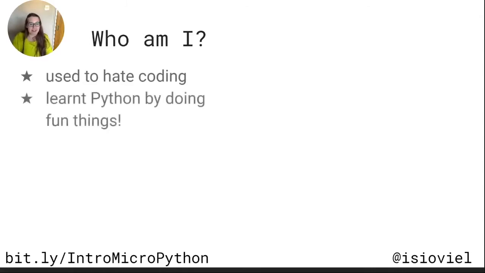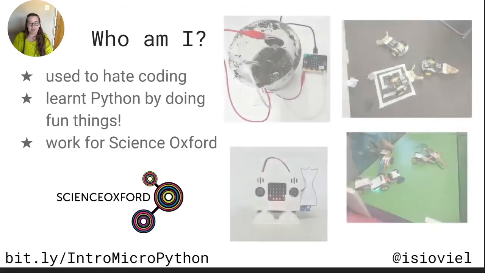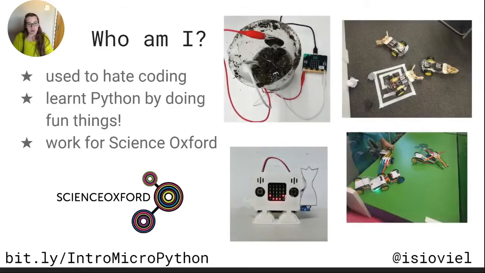And then a few years later, I started doing some online courses to do some Python, just doing fun things, making games. And I realized actually coding was great. It was just, you had to be taught it in a specific way to get your interest to begin with. And then a few years after that, I started working for Science Oxford, which is an educational charity, and I run our coding activities and tech activities. So I've been really lucky to be able to do loads and loads of cool microbit workshops. I love robots, so lots of my things have robots in them, but not all of them.